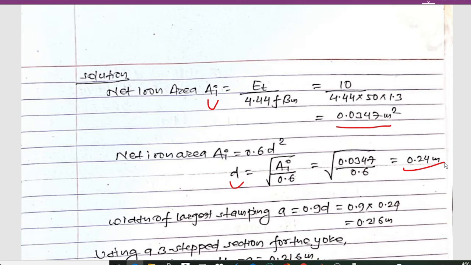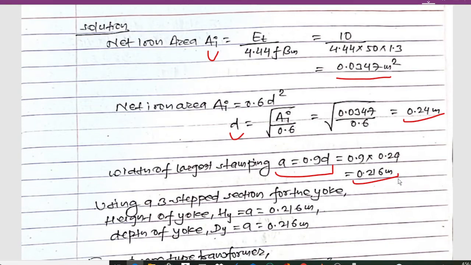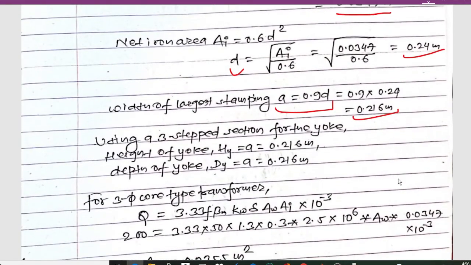And now the width of largest stamping area is given as a equals 0.9 d, this is also given in the question as one of the conditions. So 0.9 into d, and we have just obtained the value of d, 0.24, so we get the value of small a as 0.216 meters. Now using a 3-step section for yoke, height of yoke Sy will be directly the value of a, and the depth of yoke Dy will be directly the value of a. So these two values will be the same, and that is 0.216 meters.